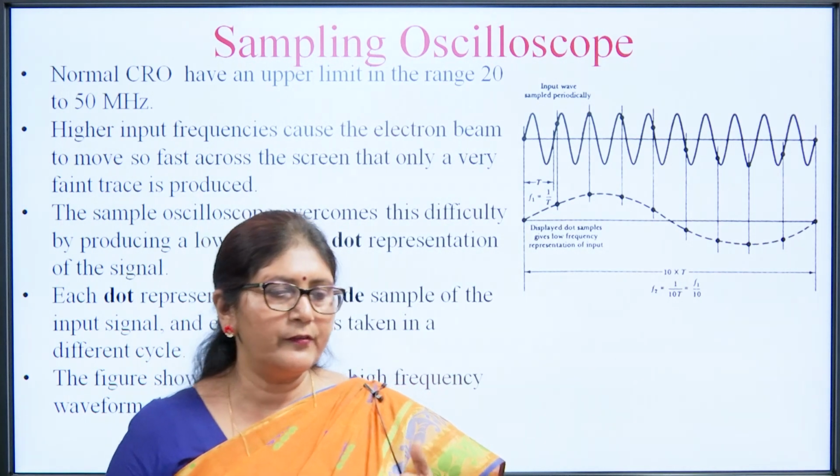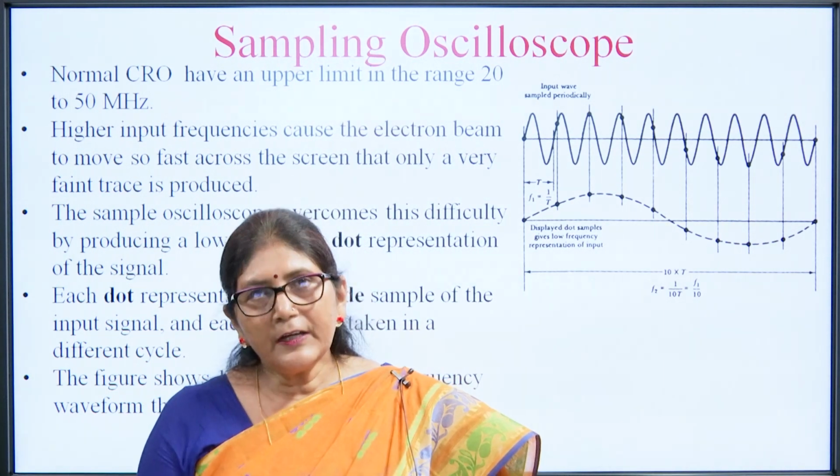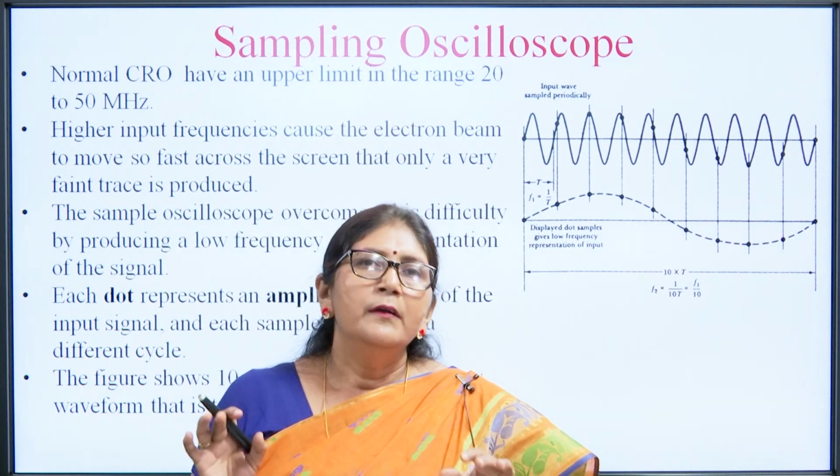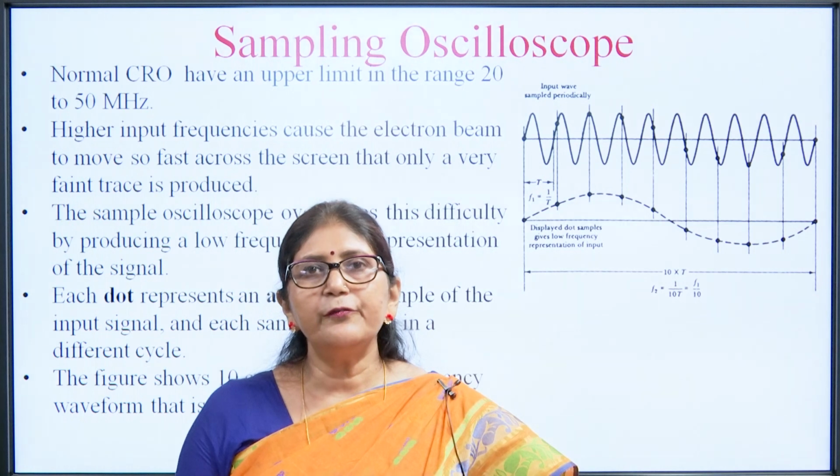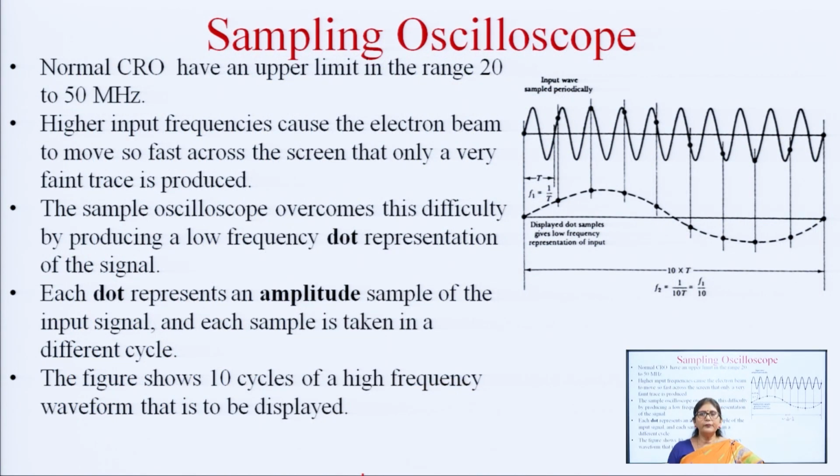Now, the second type of CRO is the sampling oscilloscope. Sampling oscilloscopes are generally used for the measurement of very high frequency. Suppose we have a high frequency signal that we are not able to measure by the normal CRO, then the sampling CRO is preferred. A normal CRO has an upper frequency limit. So, suppose we want to measure a signal of gigahertz. If we measure it directly, the electron movement is very high, and on the screen we will see a very faint trace of the signal.